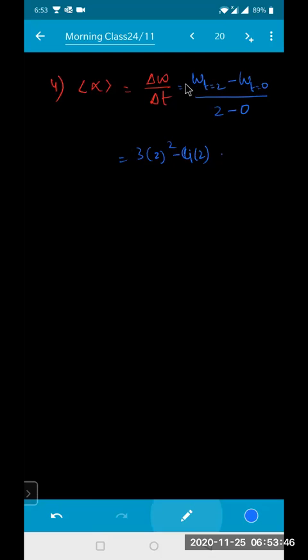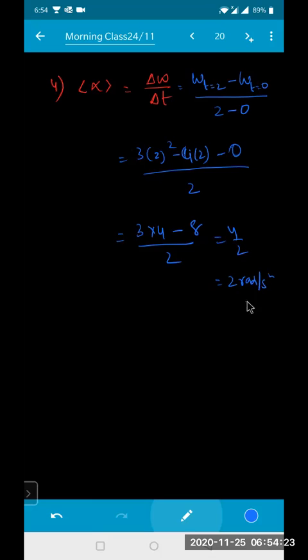So omega value directly: 3 into 2 square minus 4 into 2, minus omega at 0, which is everything 0. So this becomes 0. Then 3 into 2 square is 12, minus 4 into 2 is 8, so 12 minus 8 divided by 2. That is 4 by 2, which equals 2 radians per second squared.